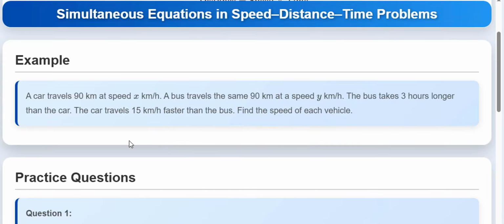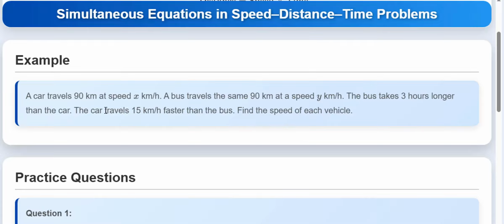Here you are told a car travels 90 kilometers at a speed of x kilometers per hour, and then a bus travels the same 90 kilometers at a speed of y kilometers per hour, and then the bus takes 3 hours longer than the car. The car travels 15 kilometers per hour faster than the bus. Then you are told to find the speed of each vehicle.